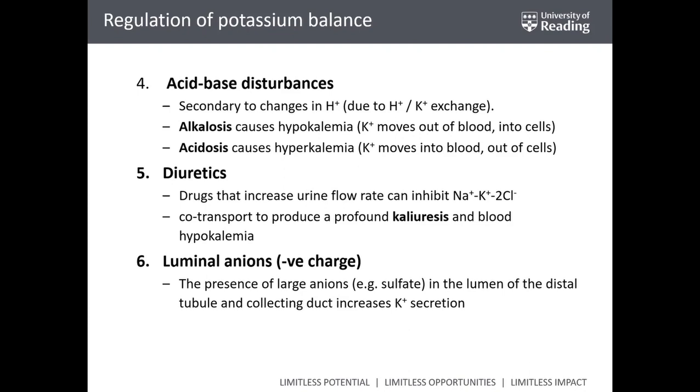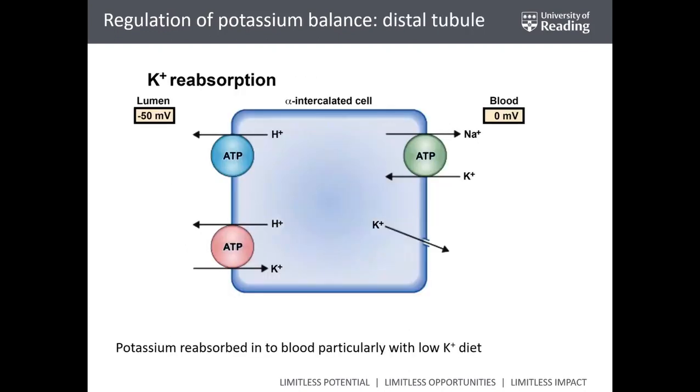The presence of large anions in the lumen of the tubular system in the nephron, especially in the distal convoluted tubule and collecting duct, leads to the increase of potassium secretion. So let's look at it in even more detail, okay?